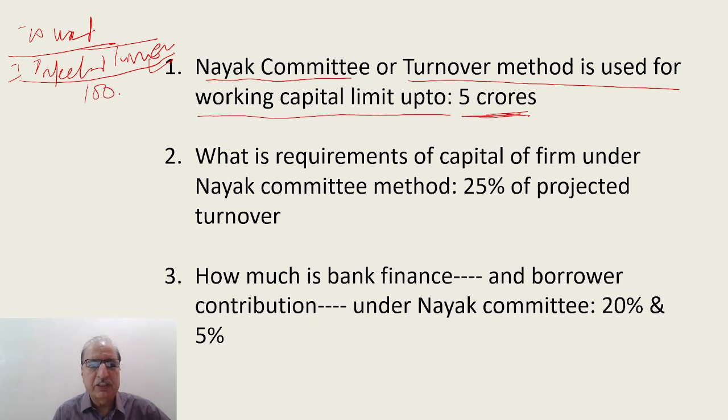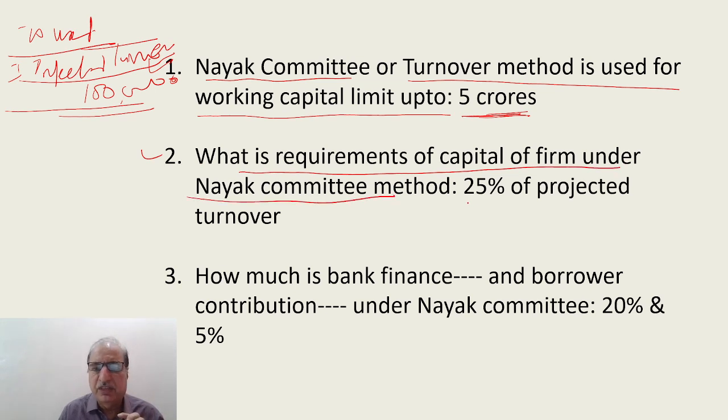Supposedly, he comes with a projection of 1 crore. He is saying, I need 1 crore. So the 1 crore projection is shown. We presume the bank is accepting that. So how much can be given under the Nayak Committee? That will be covered under question 2. What is the requirement of capital of the firm under the Nayak Committee? This will be 25% of the projected turnover. So how much can be financed to the borrower? If the projected turnover is 1 crore, that will be 25% of the projected turnover. That is, 25 lakh can be financed under this turnover method.